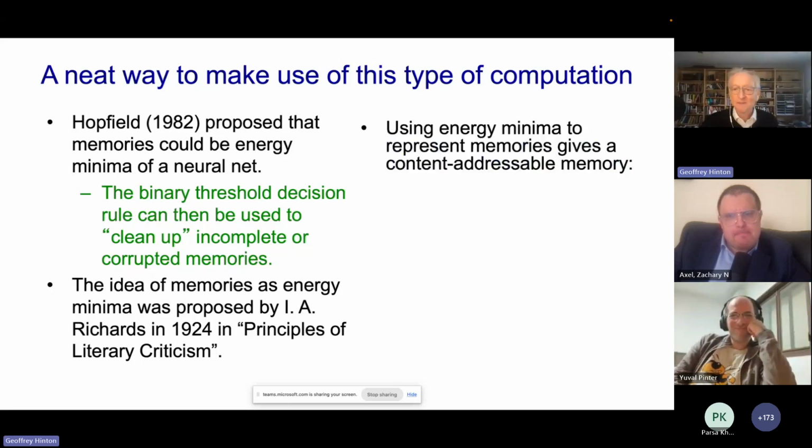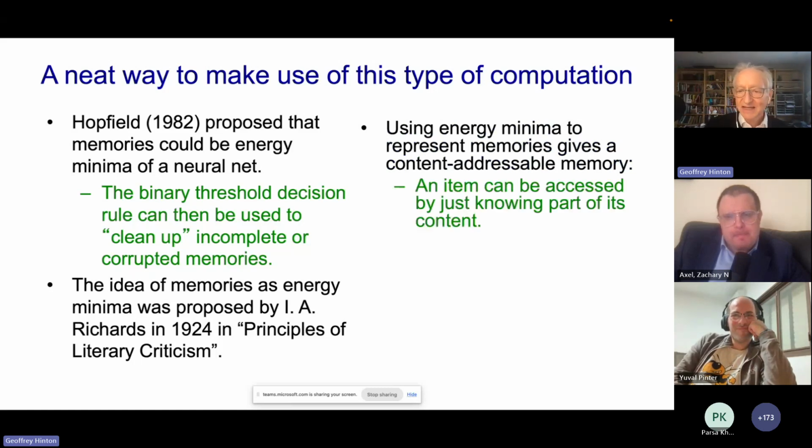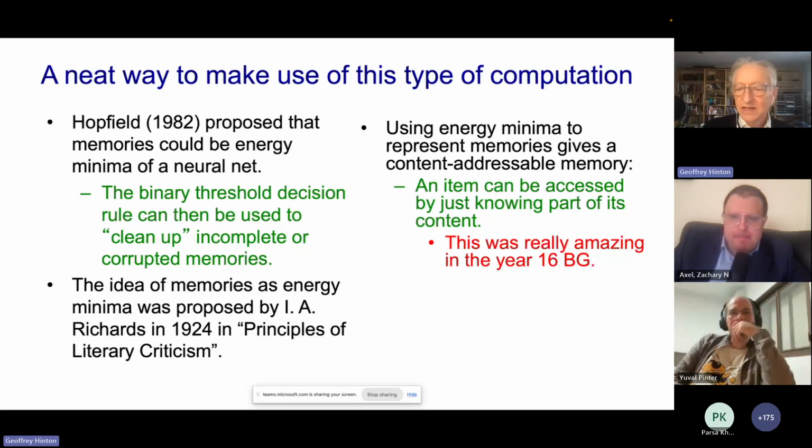Energy minima represent memories, and you get a content addressable memory. So you can access an item in memory just by knowing some parts of it. You know the states of some units, and now this network will fill out the rest of the memory. This was done in the year 16 before Google. And in the year 16 before Google, content addressable memory was not something we were used to. You couldn't normally access things by just giving a small part of their content and getting the rest.